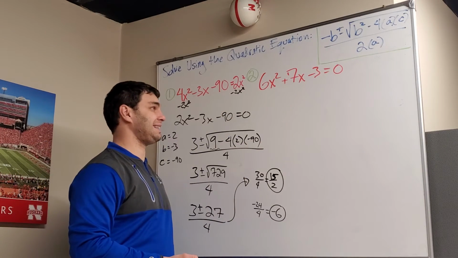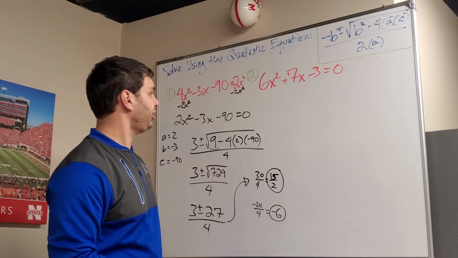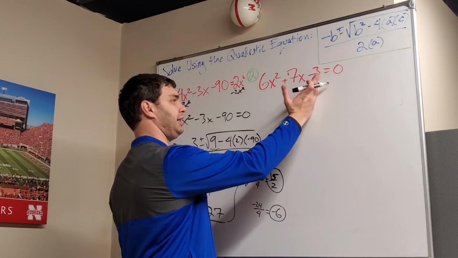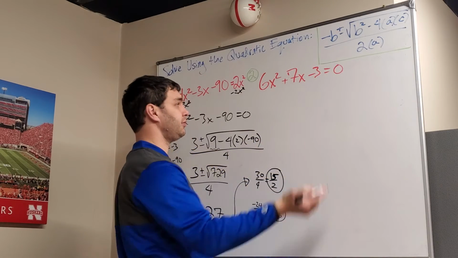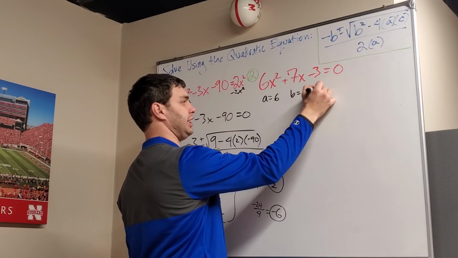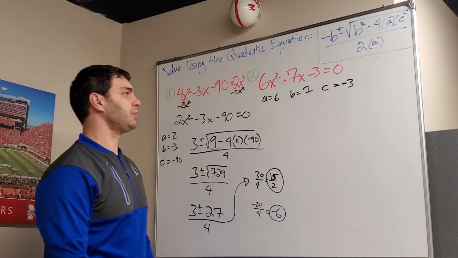This one is 6x squared plus 7x minus 3 equals 0. No GCF. It's already in the right format, A, B, and C. This one's nice and easy for us. Our A is 6, our B is 7, and our C is negative 3. All right, let's throw those into our formula.